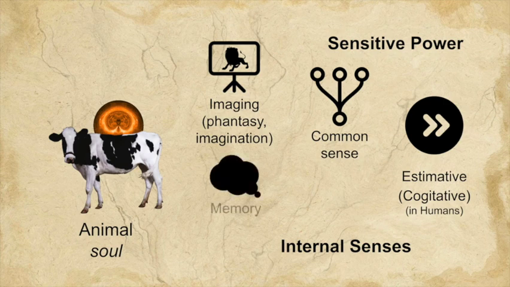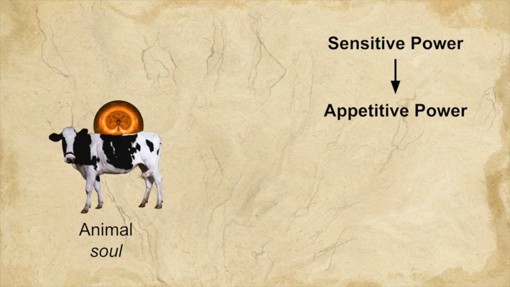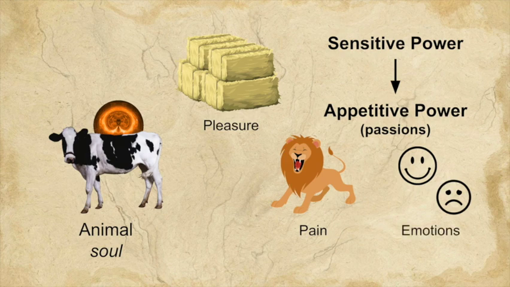In order for animals to pursue or recall what they don't currently see, they need memory. But since humans can use reason to recall, it becomes reminiscence. The sensitive power gives rise to the appetitive power, or appetite or passions. It's the seat of pleasure and pain, and consequently emotions.